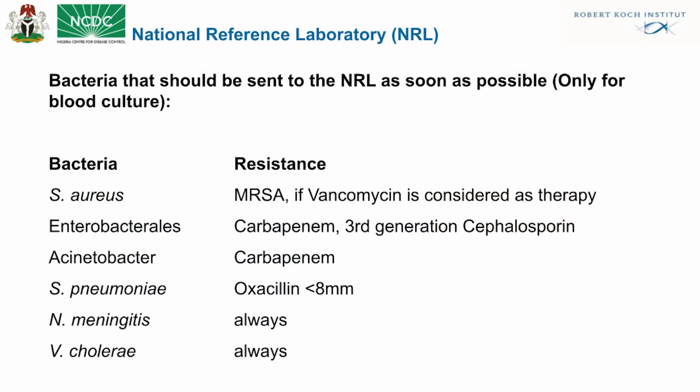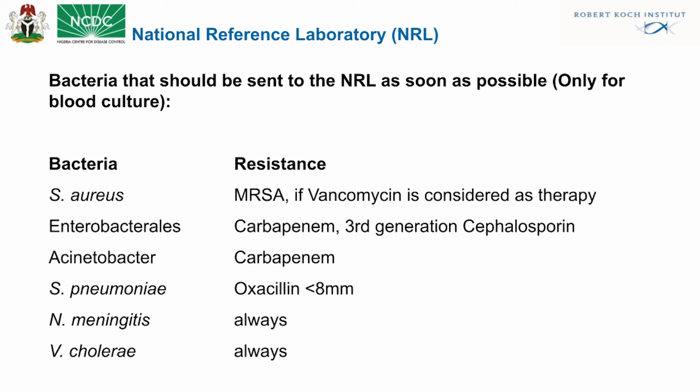How to store all isolates from blood cultures. Documentation of isolate and result. Transfer of isolates to Ibadan. Shipment conditions and timing. Bacteria that should be sent to NRL as soon as possible, only for blood culture. The following are bacteria that should be sent to the National Reference Laboratory as soon as possible, only for blood culture. When we detect or identify the following organisms, we need to send them to the National Reference Laboratory.